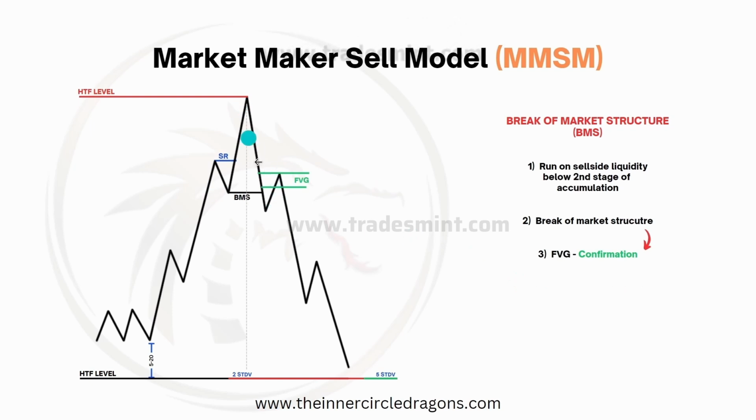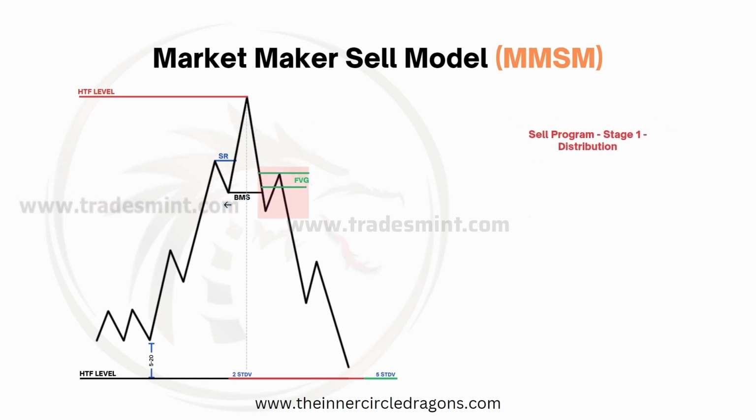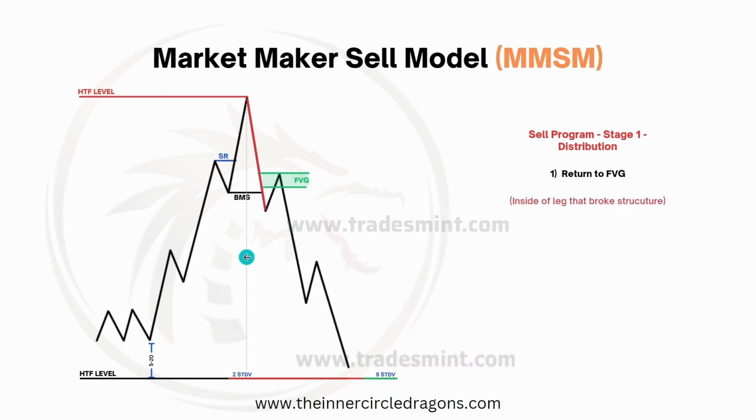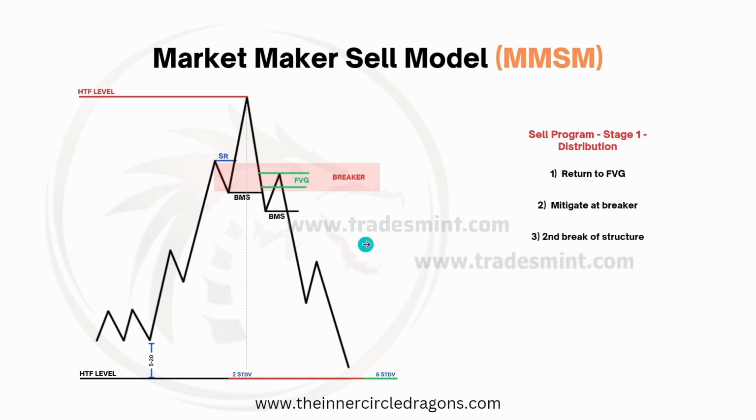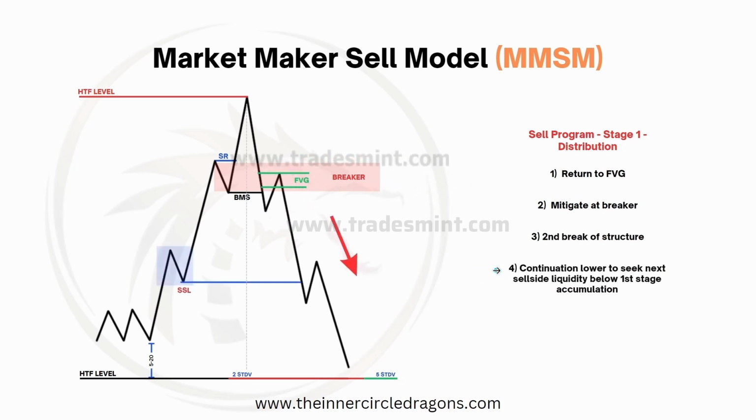Again, the fair value gap found inside of the expansion leg that broke structure is going to give confirmation of the valid structure break. In this area, we will have our first stage of distribution, where we return to the fair value gap inside of the leg that broke structure, and we will mitigate at the breaker, which is the down close candles that rest inside of the final stage of accumulation. We then have a second structure break and then a continuation lower to seek the next sell side liquidity below the first stage of accumulation.